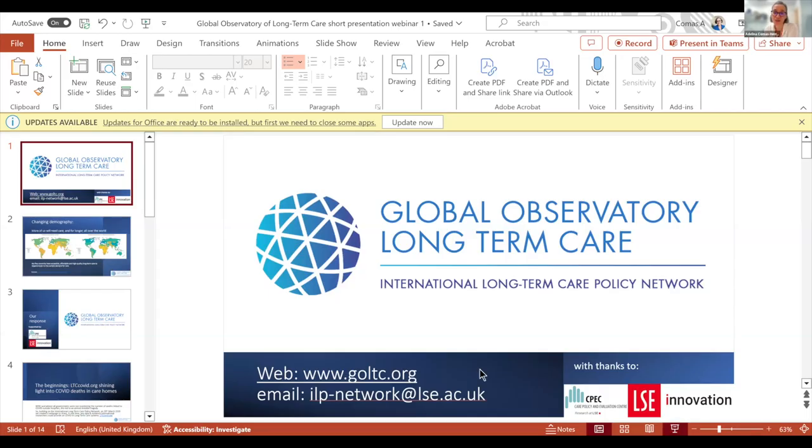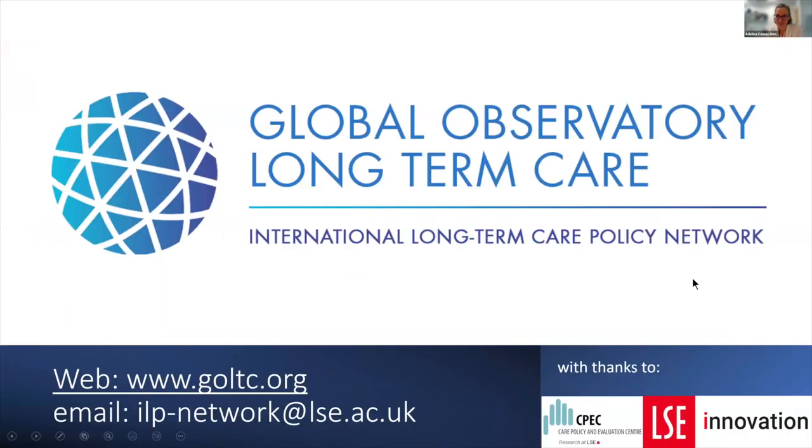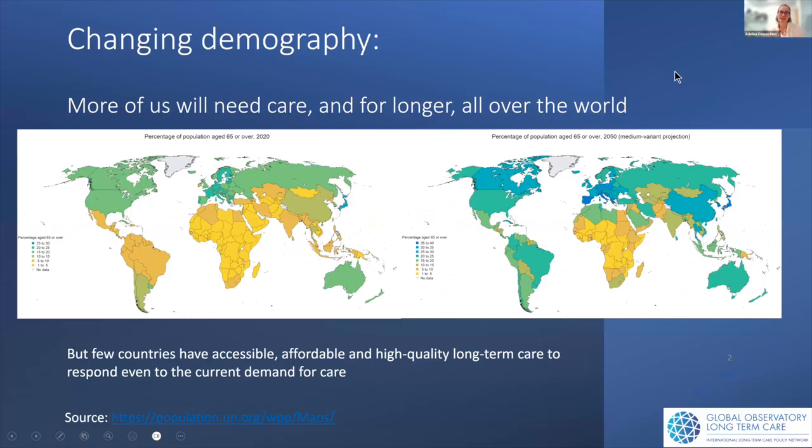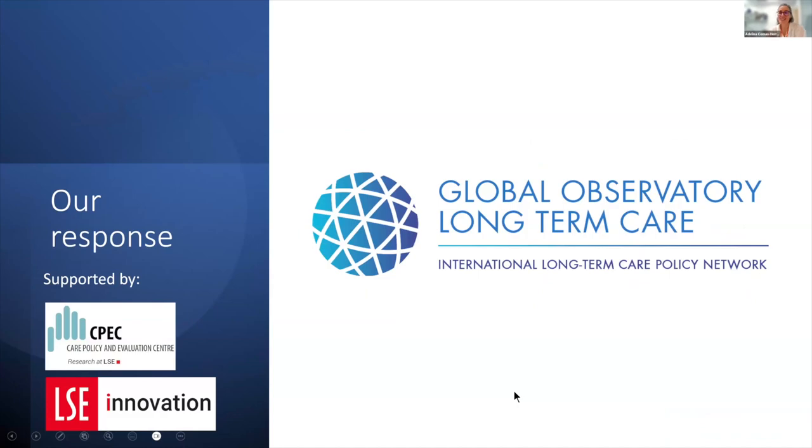So, yes, hello, everyone. And I'm just going to give a brief overview of the Global Observatory of Long-Term Care. Some of you may be new to it, and some of you may have heard this before, so apologies. But the Global Observatory of Long-Term Care is part of the International Long-Term Care Policy Network. The motivation behind it is that we know that long-term care is very important because more of us will need care for longer all over the world, but yet we know that there's still a lot of progress to be made to ensure that all countries have accessible, affordable, and high-quality long-term care to respond even to the current demand for care. And obviously research is very important to help inform countries making decisions.